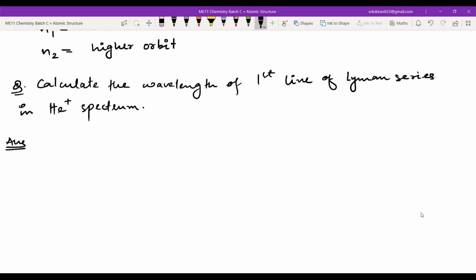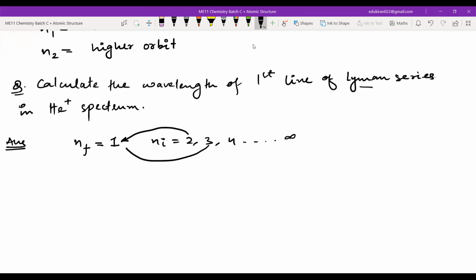Answer. Whenever you have Lyman series, the n final will be 1, and n initial can be 2, 3, 4 till infinity. The first line made by the Lyman series is the transition from second to first. That is why this is known as the first line of the Lyman series. Then from 3 to 1, this will be the second line. Then from 4 to 1, this will be the third line of the Lyman series. So now you know the transition.